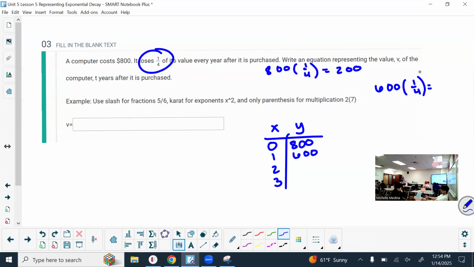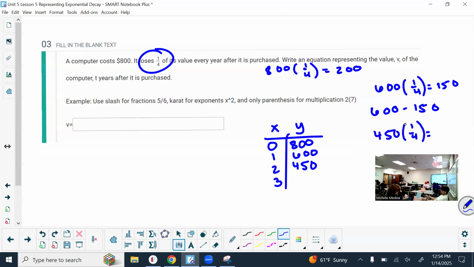So you could do 600 times 1/4 in your calculator. I'm doing just 600 divided by 4 because 600 times 1 is 600. 600 divided by 4 is, okay, 150. That's what it's losing. So then I'm doing 600 minus 150. I'm kind of taking it back a few lessons to what a lot of people would commonly do to get the next answer. And then it's 450.